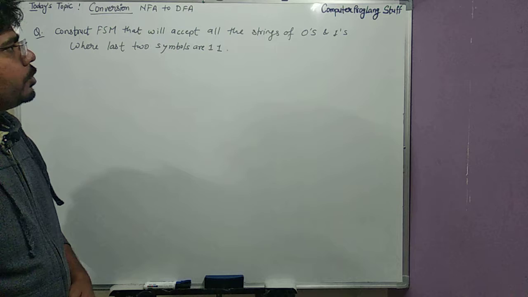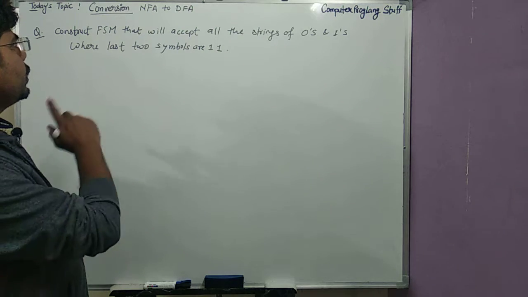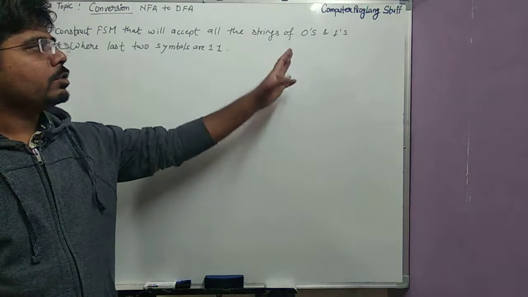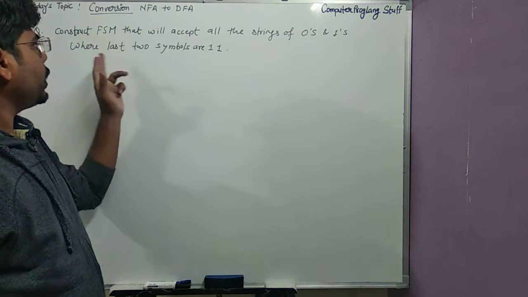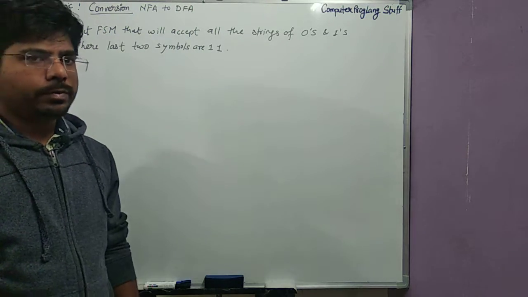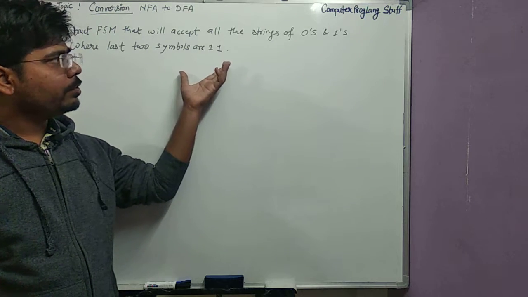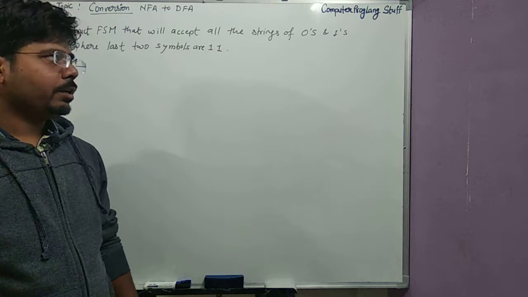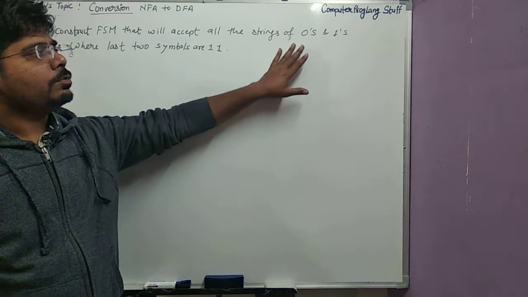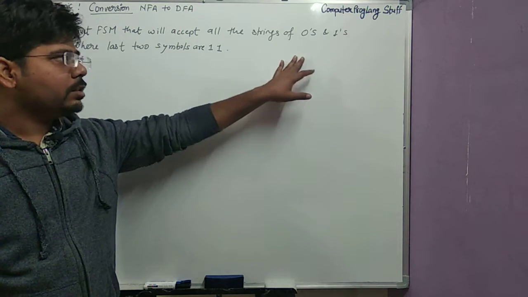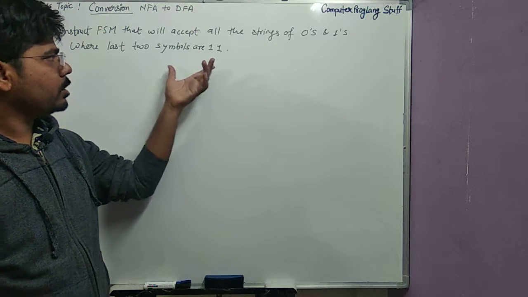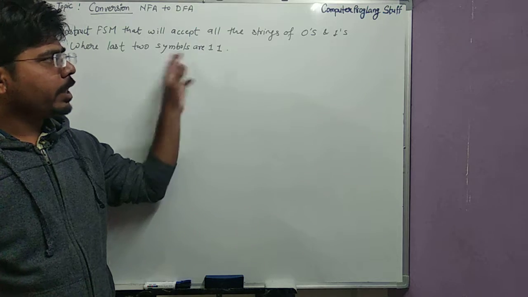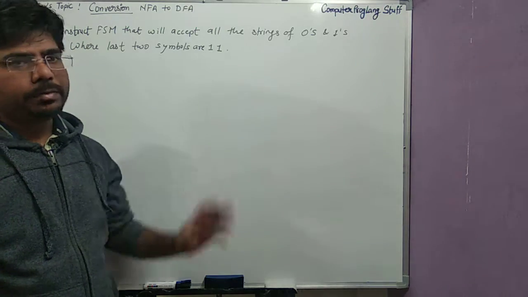This is one question that says: construct an FSM that will accept all the strings of 0 and 1 where the last two symbols are 1 1. Okay, so this question means that we have to construct a finite state machine which accepts all the combinations of 0 and 1, but the condition is the last symbols of the string should be 1 and 1. Before this 1 and 1 there can be any kind of combination of 0 and 1.